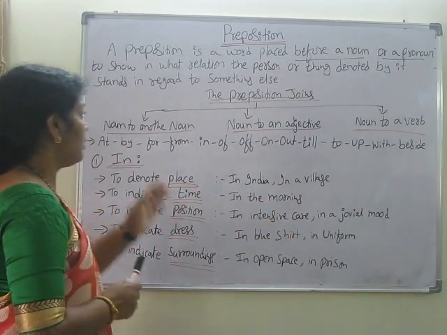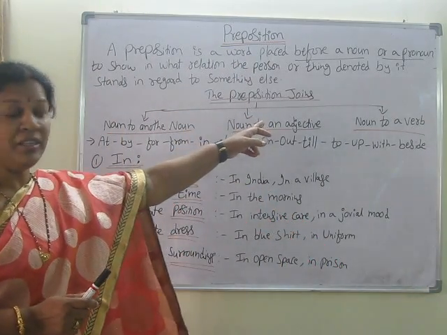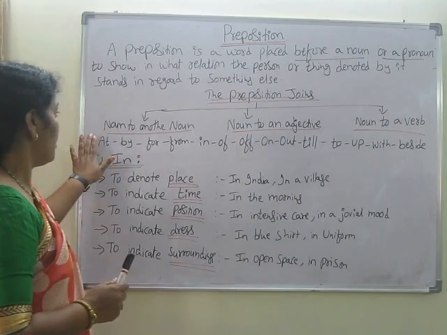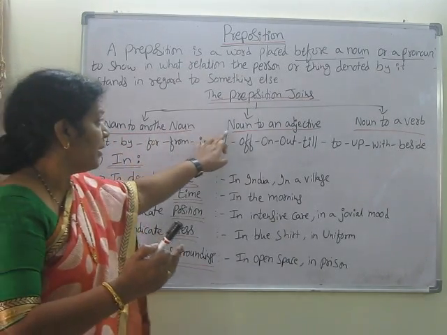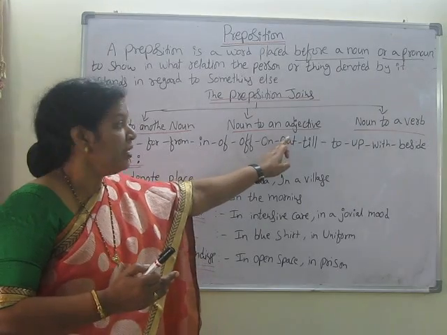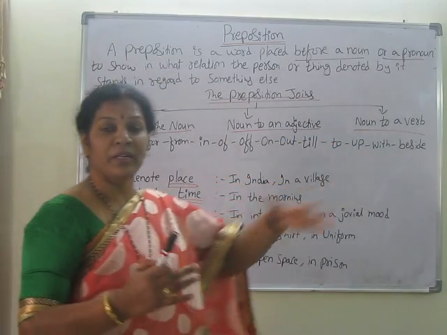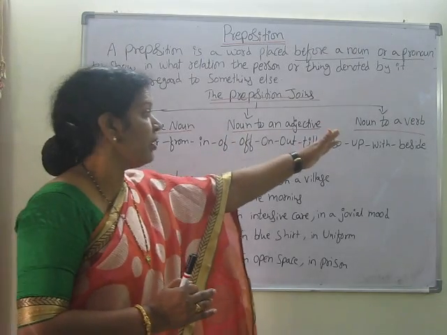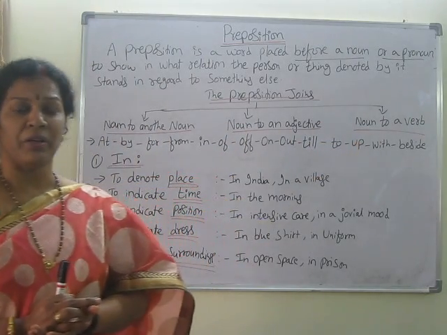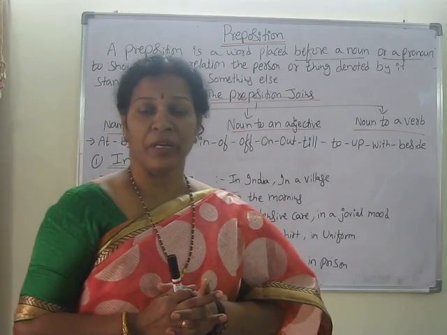Prepositions, you can take in different ways. The preposition joins a noun to another noun, noun to adjective, and noun to verb. Anyway, it will join either noun to noun, noun to adjective or noun to verb. What kinds of prepositions do we have?